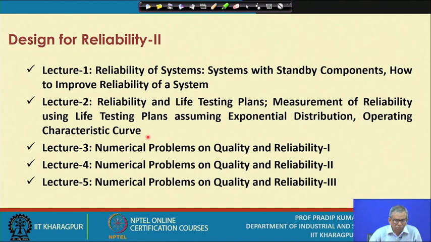Okay, so the OC curve basically represents the performance measures of such a sampling plan, and in this context we say that is the life testing plans. Lecture 3, lecture 4 and lecture 5: these 3 lecture sessions will be exclusively devoted to solving numerical problems on quality and reliability. So, this is our plan.